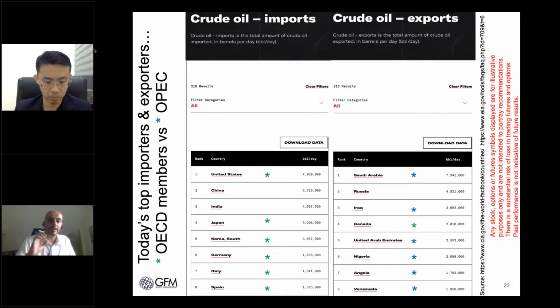You'll also notice that I have green stars and blue stars next to some of these countries' names. And the pattern that I want to highlight here is that the countries on the left that tend to import oil are generally members of the OECD, the Organization of Economic Cooperation and Development, generally advanced, developed economies, whereas the countries on the right with blue stars next to their names, with the exception of two, Russia and Canada, are members of OPEC, and only Canada is a member of the OECD, which is a top net oil exporter.